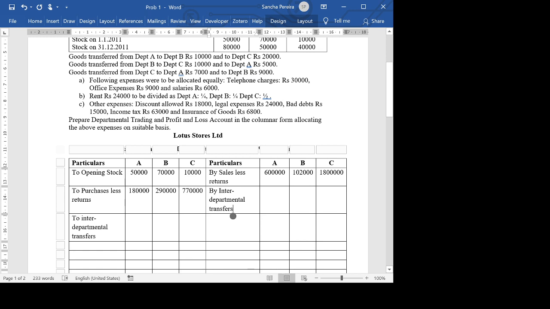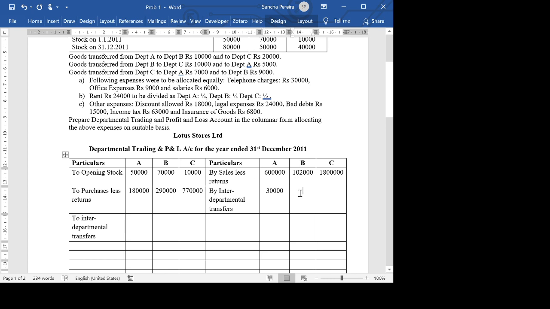Now we need to be a little careful here. Pay attention. Now we'll just look at what A has transferred. Basically, if A has transferred, for A it is like sales. So if you see here, goods transferred from department A to B and to C. A has transferred to B 10,000 and A has transferred to C 20,000. So basically the total that A has transferred is how much? 10,000 plus 20,000, which comes to 30,000. Just pay attention. I think once I fill up all these three columns on either side, you will understand. So A has transferred 30,000 in total.